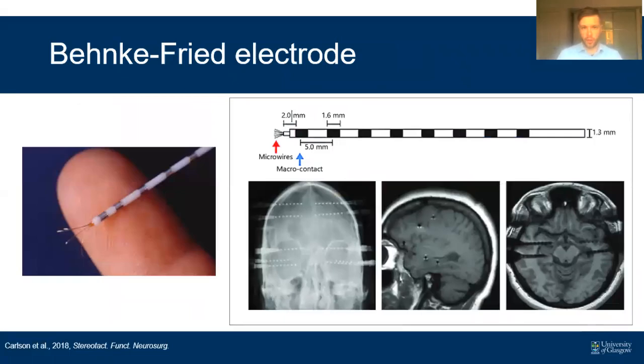Now, we investigated this conundrum using Behnke-Fried electrodes implanted in epilepsy patients. On the left, you can see one of those Behnke-Fried electrodes, and at the tip protrude 9 microwires. 8 are used for recording and 1 as a reference. Here on the right, you can see at the top another schematic of the same electrode, and at the bottom you can see how it looks in a scan once they're implanted. Now, mind you that they look much bigger in the scan, but this is because they're made out of metal and produce a large artifact.